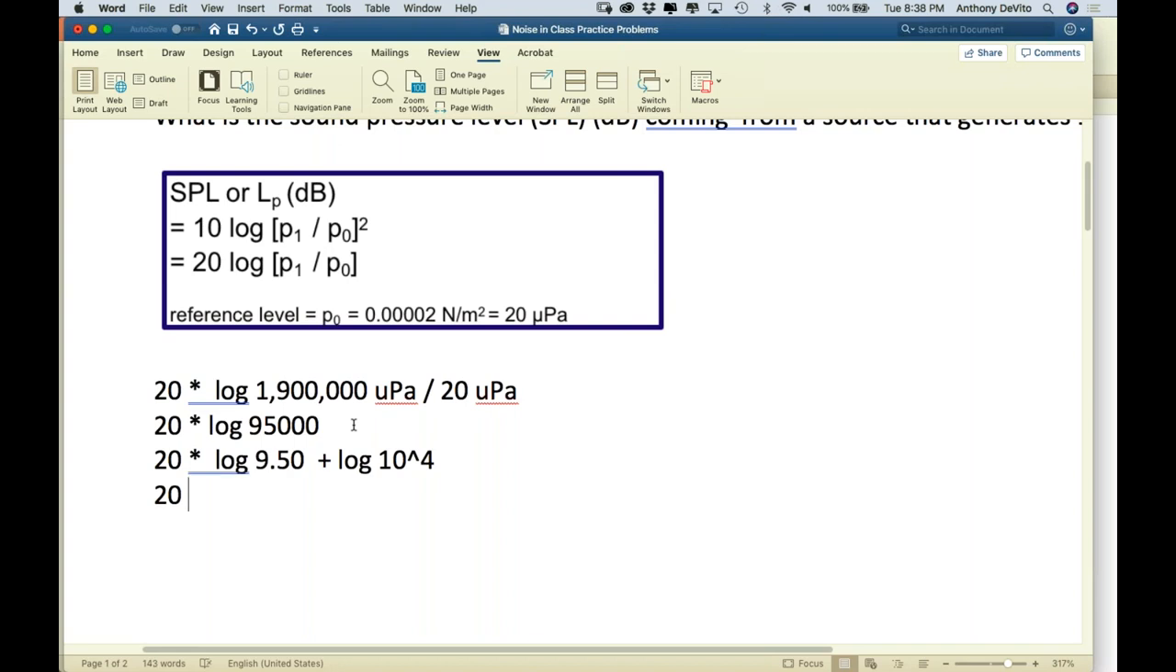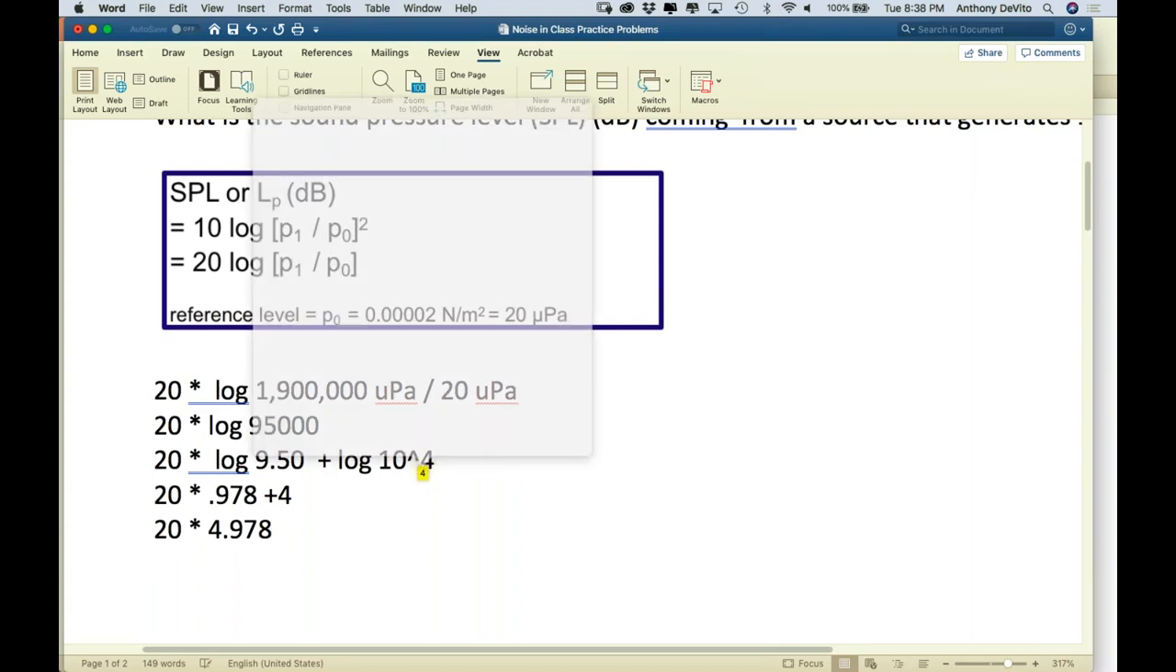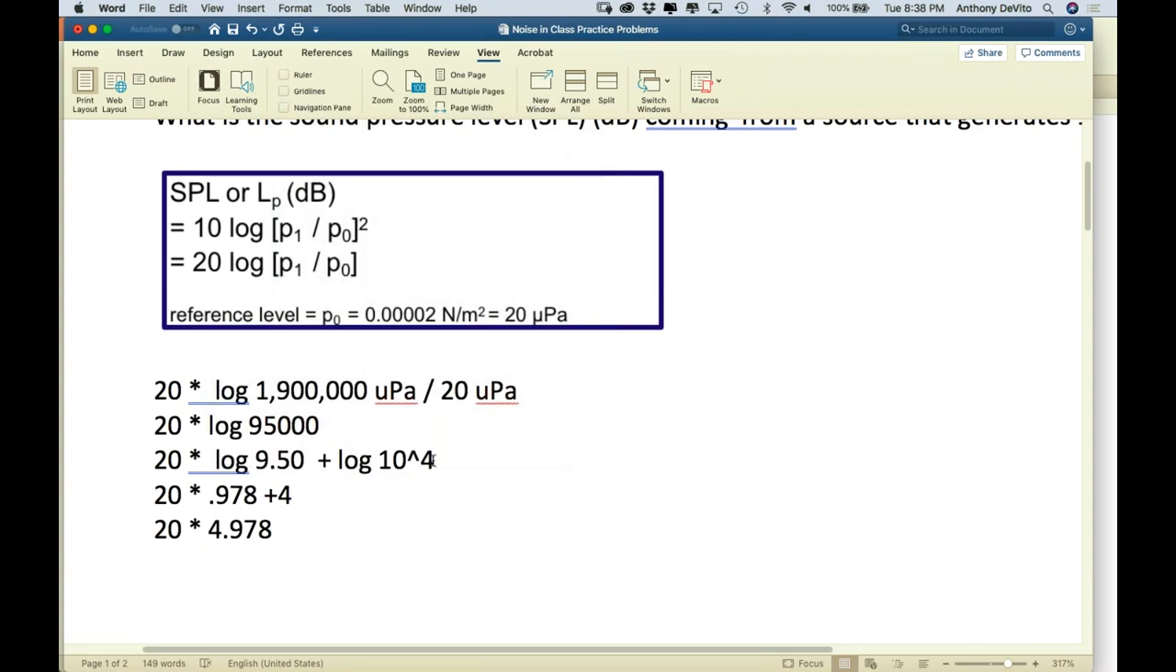Okay, so it's 20 times the logarithm of 9.5, which was 0.978, plus the logarithm of 10 to the fourth, which is 4. So that part is 4.978. Okay, so go back to my calculator. And why was I able to just add that 4? Because it's a logarithm, right? For 9.5 times 10 to the fourth, I take the logarithm of both of them and I add them together. Even though I multiply the numbers, I add the logarithms together to get the original number.